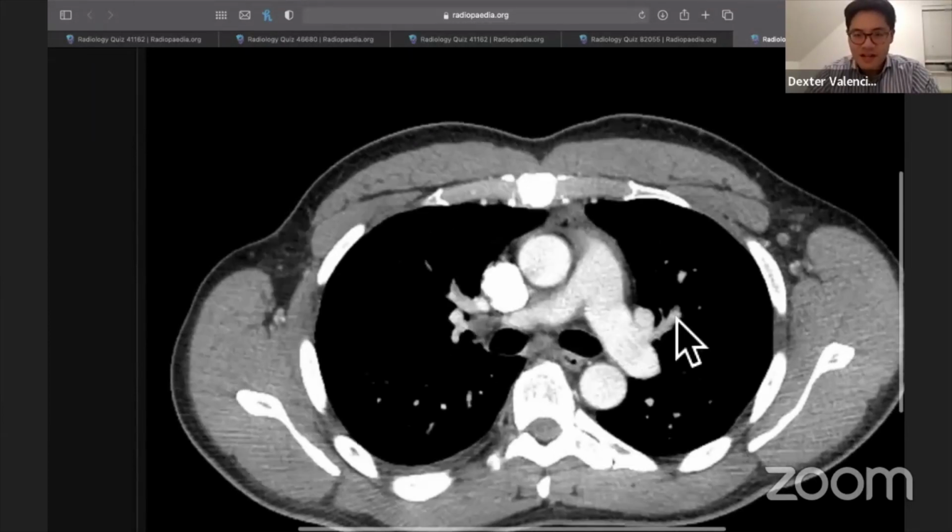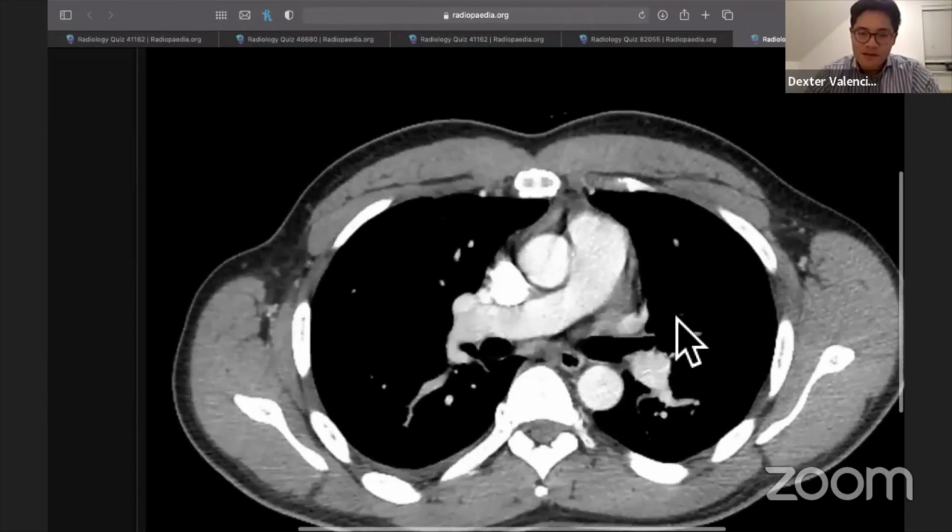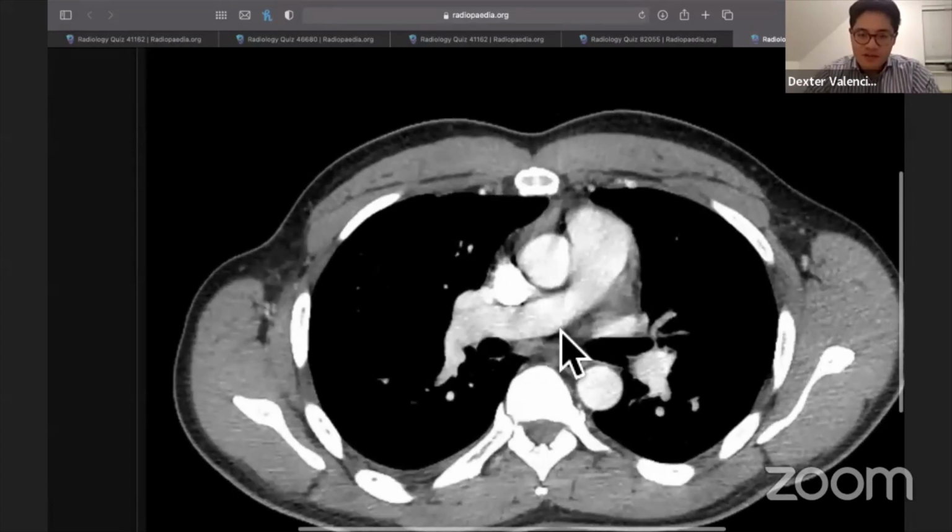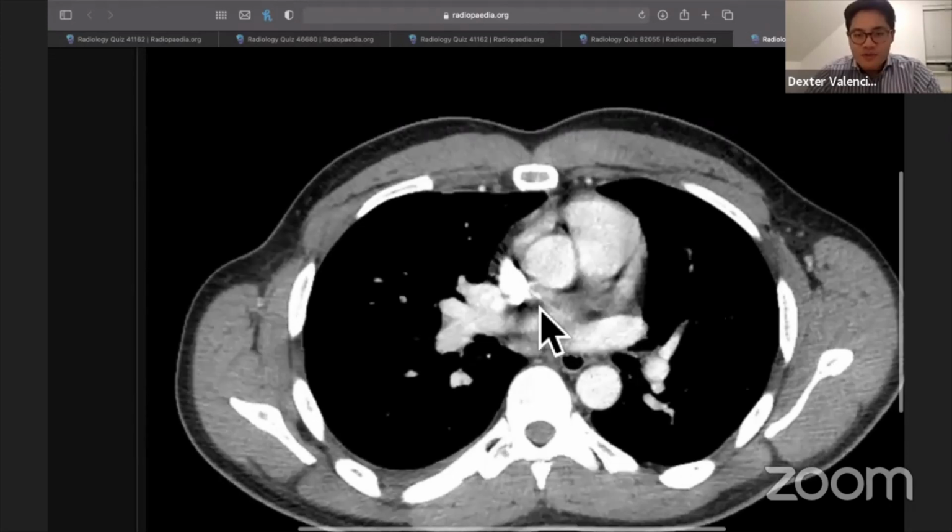There's nothing going into the left, so that's good so far. Let's go back to our normal anatomy. So here we can see lots of contrast in this SVC. And this brings me onto my next point.